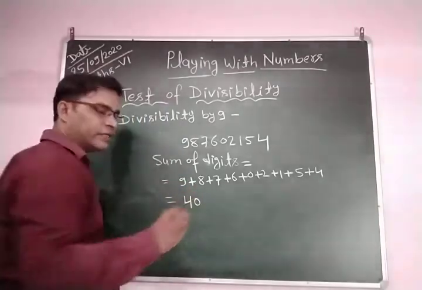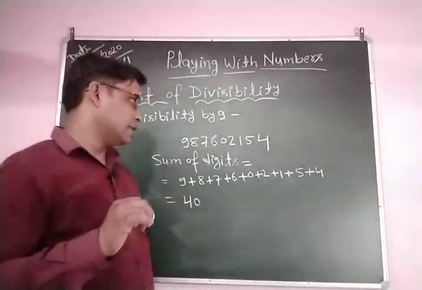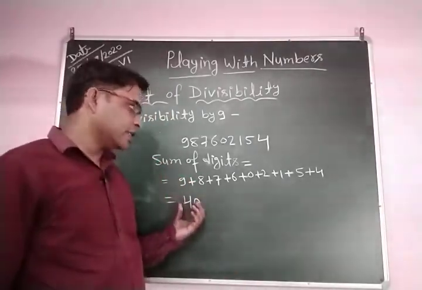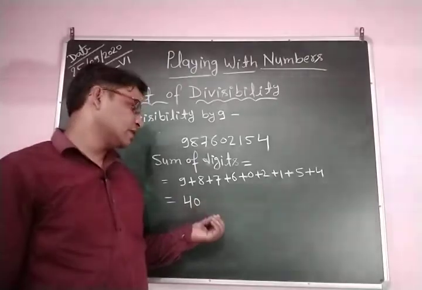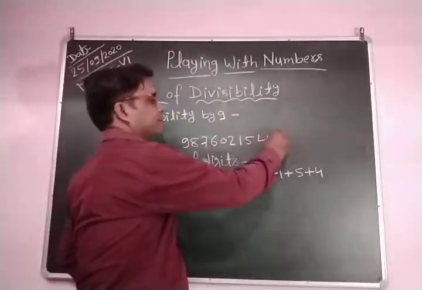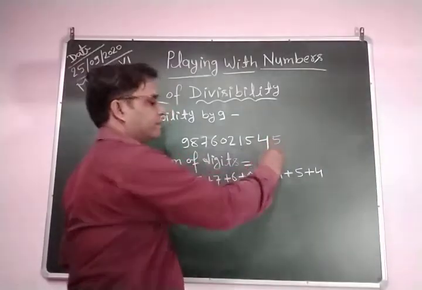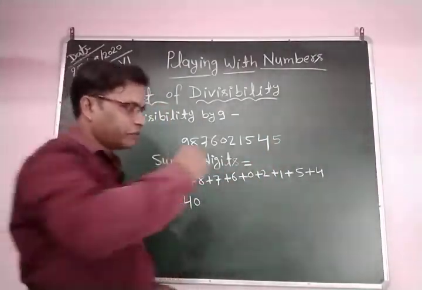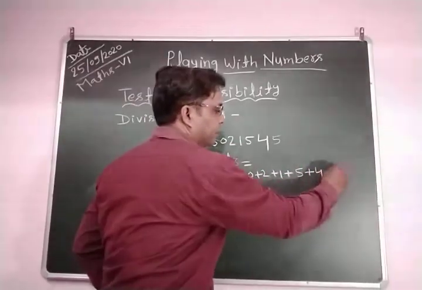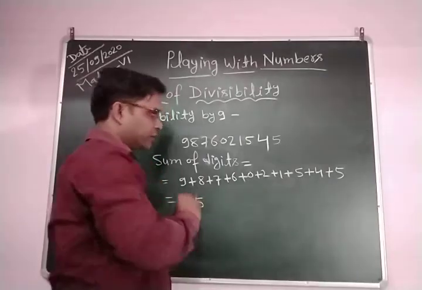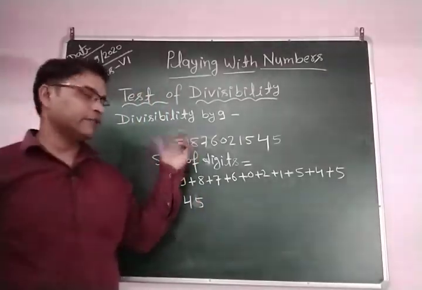Okay, so you know very well 40 is not divisible by 9. It means that this number is not divisible by 9. If you write here 5, then this number becomes divisible by 9. So we add here 5, and this becomes 45. Now this number is divisible by 9.